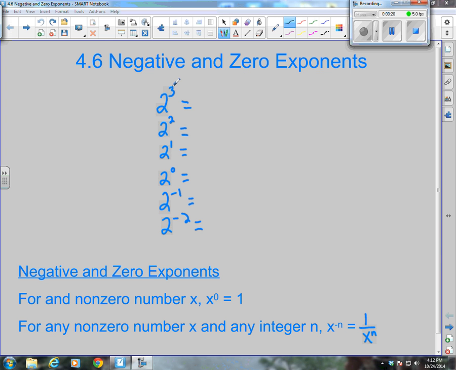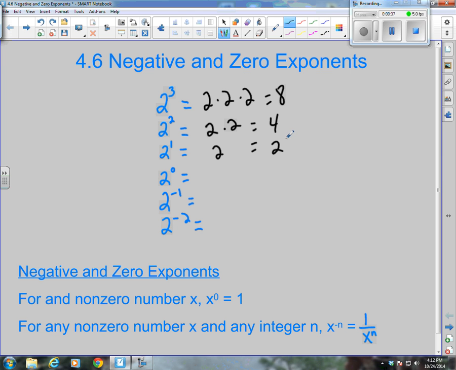Okay, so let's look at this. I looked at this in class, but let's do this again. We're going to evaluate 2 to the third. That's 2 times 2 times 2, which is 8. 2 to the second is just 2 times 2, which is 4. 2 to the first is just 2, which is obviously 2.